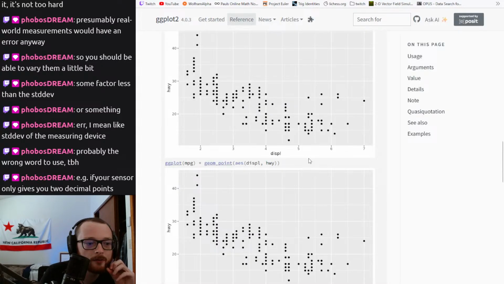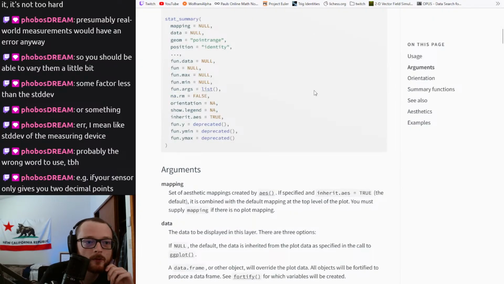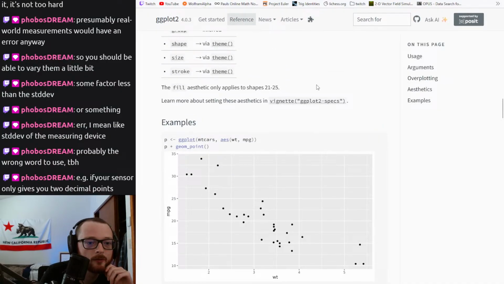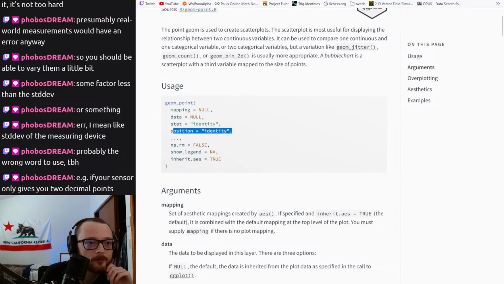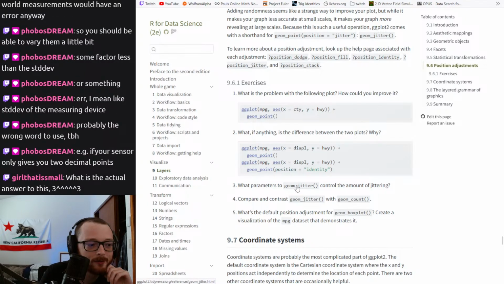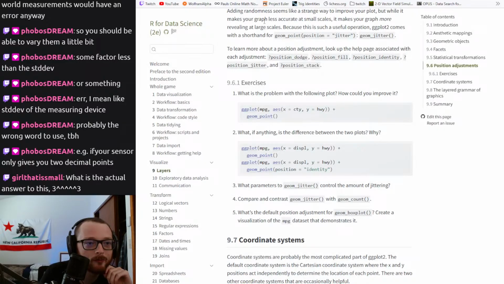Probably already have it open somewhere. Nope. Nope. Yes? Yes. Yes. I think that question is kind of useless, but okay. Parameters to geom jitter control the amount of jittering. Width and height. There you go. Problem solved. What is the actual answer to this?